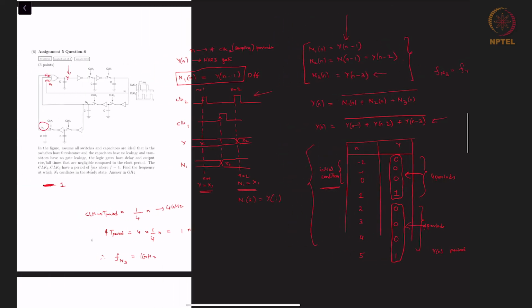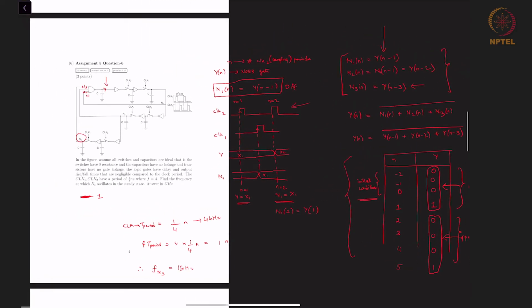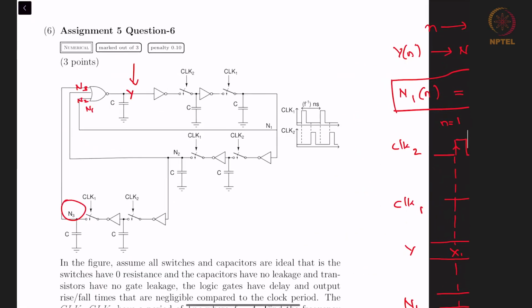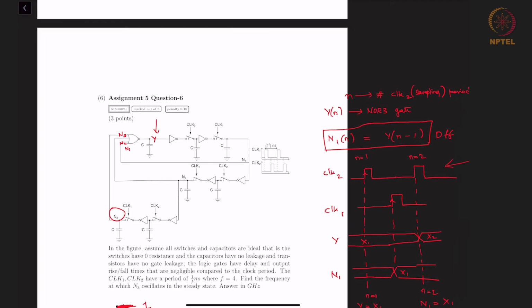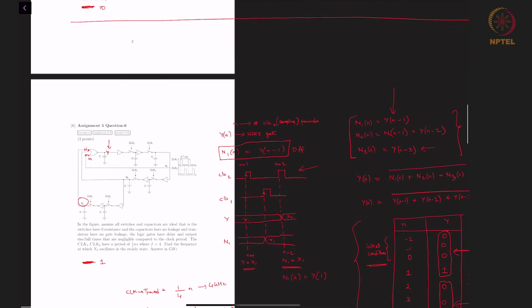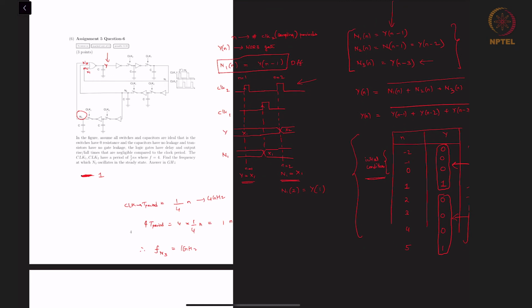Since every other node in this circuit, like n1, n2, n3, is just a buffered version of y, all the other nodes are simply 1 period delayed or 2 period delayed versions of y. Therefore they all have the same frequency and the same waveform, just with some delay. So the dynamic power will not change on all the nodes in steady state.